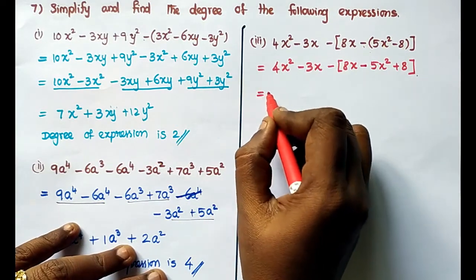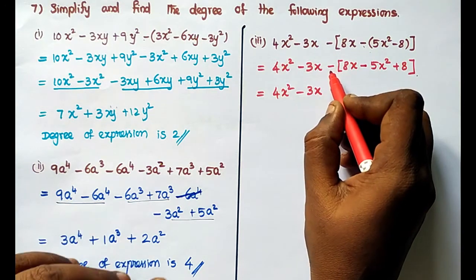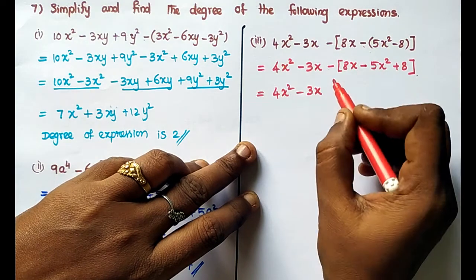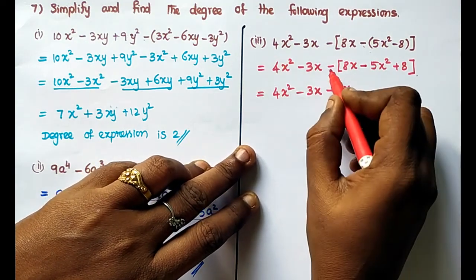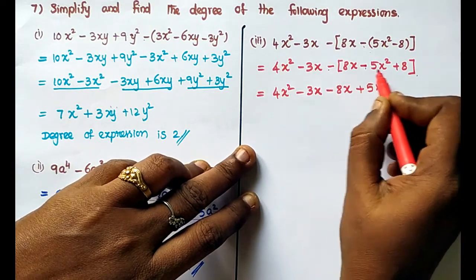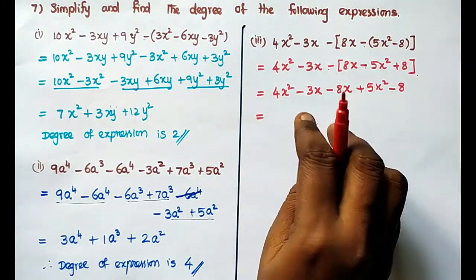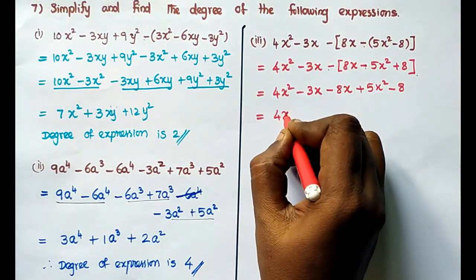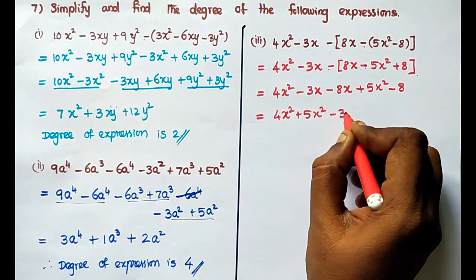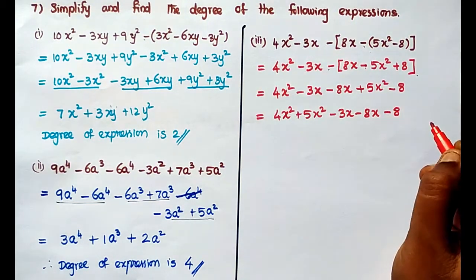Now next step, 4x squared minus 3x. We have to solve this bracket now. So minus into plus is minus 8x, minus into minus is plus 5x squared, minus into plus is minus 8. Now assemble the like terms. 4x squared plus 5x squared minus 3x minus 8x and constant term is minus 8.